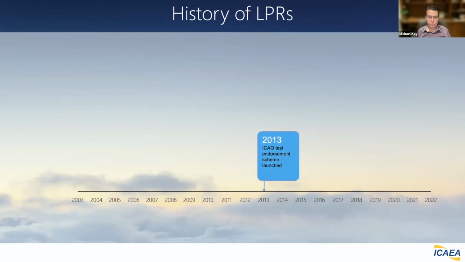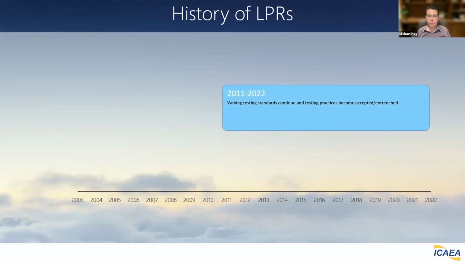2013, as a result of some of this variation, ICAO introduced what they called the Test Endorsement Scheme. Now that scheme is still active, but it's not compulsory for licensing or states to use tests that are endorsed. In fact, currently only one test is still recognized in this system. So between 2011 and today, we can see a large variation, and these variations continue.